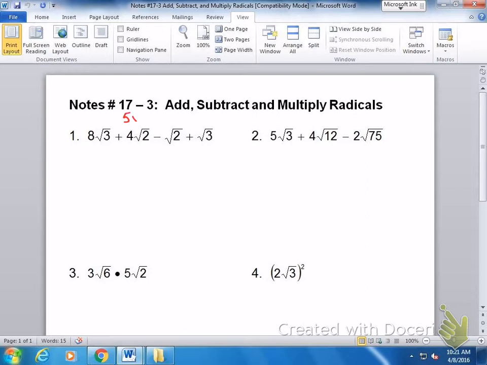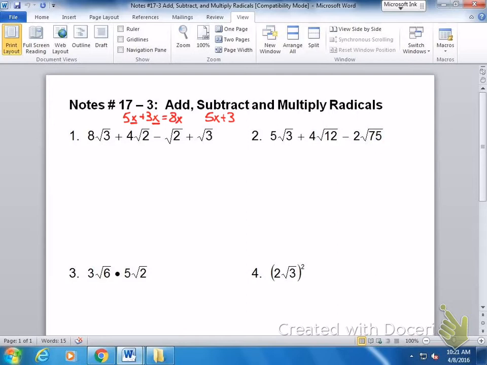Let's say I had 5x plus 3x. Well, we know 5x plus 3x is 8x. They both had x, so we could add them together because they're like terms. But if I had 5x plus 3, we couldn't do anything. So the reason we could is because we had similar x values. That's the same thing that happens when we're adding and subtracting multiple radicals.